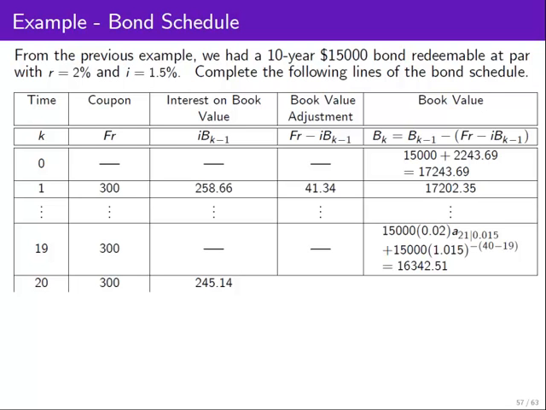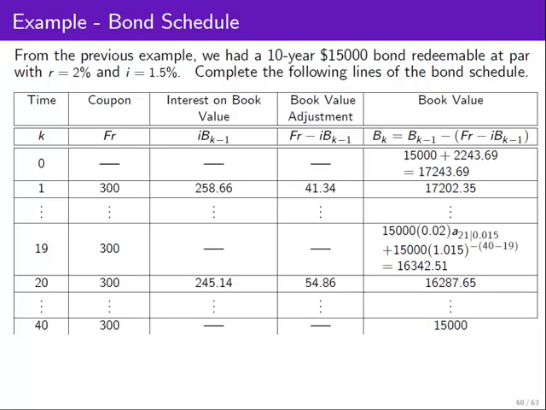And again, the interest on the book value is just I times the previous book value of $16,342.51, which gives us $245.14. The book value adjustment is the difference between the coupon payment and the interest on the book value, and then the book value itself is the previous book value minus the book value adjustment. In the end, by the time the 40th coupon or the final coupon payment is made, the value of the bond should just be $15,000, the redemption value of the bond.